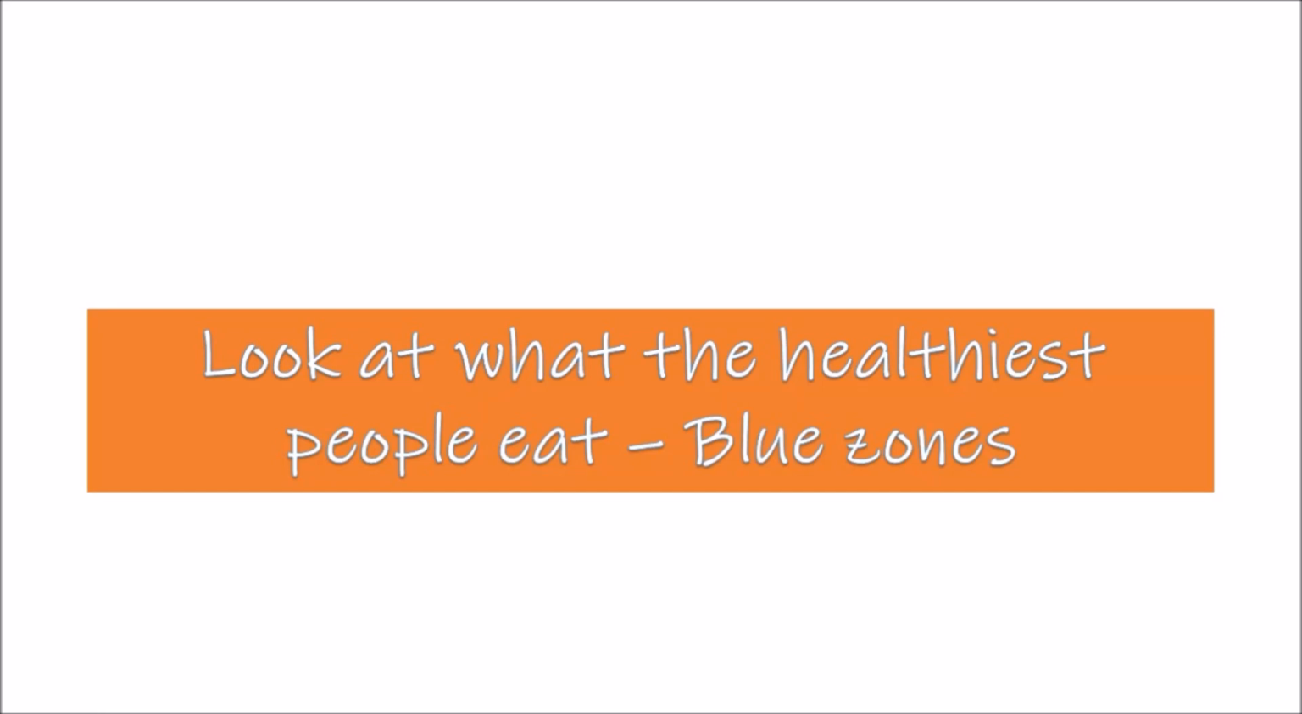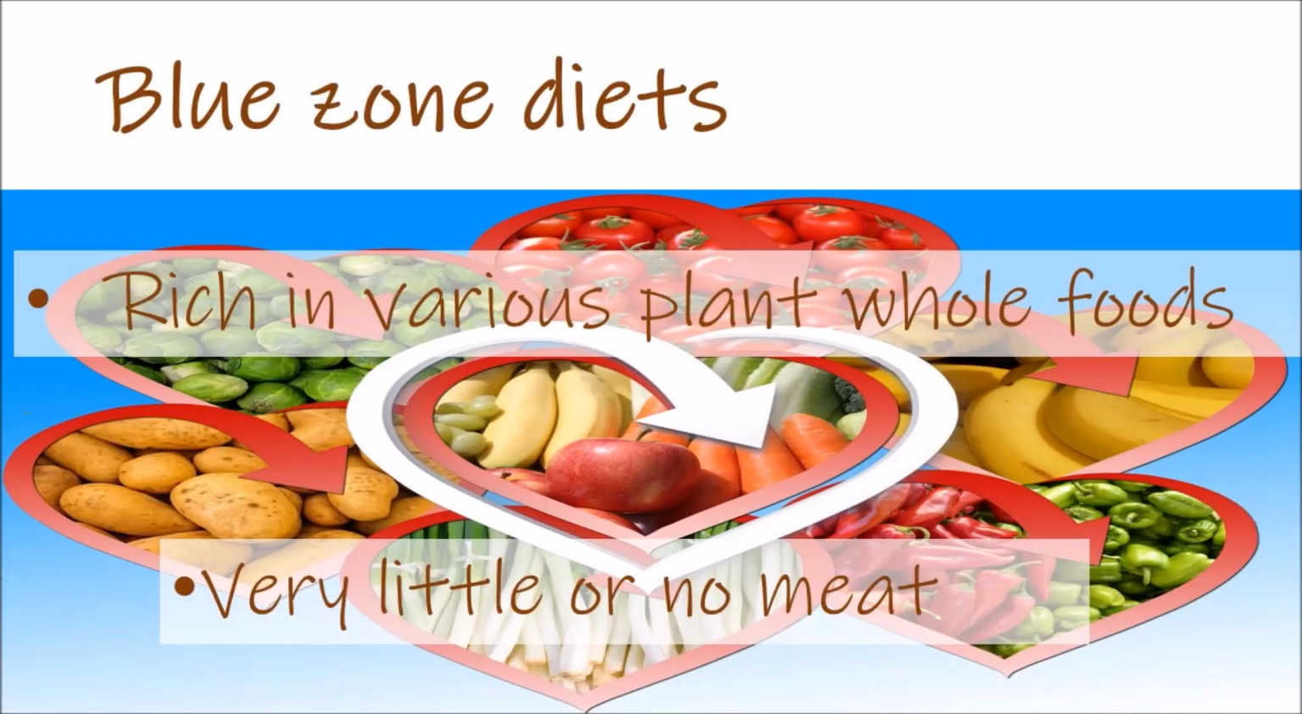The healthiest populations on the planet are also known as blue zone populations. They live long, healthy lives, experiencing the lowest known rates of diabetes, obesity, cancer, heart disease, and other chronic conditions. So, what do these healthiest people eat?